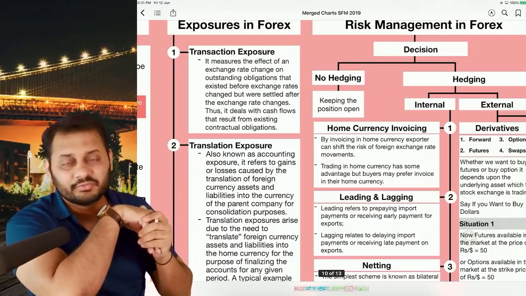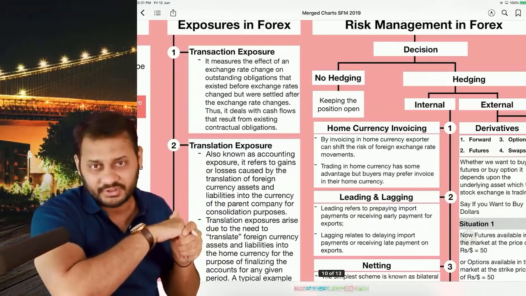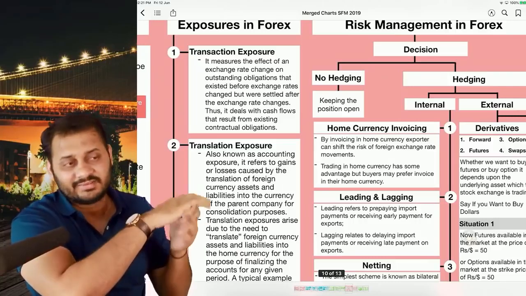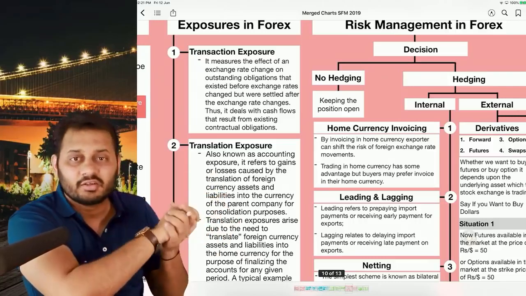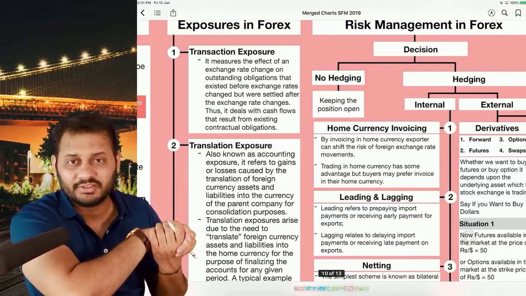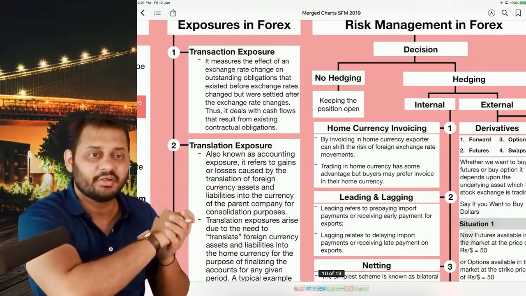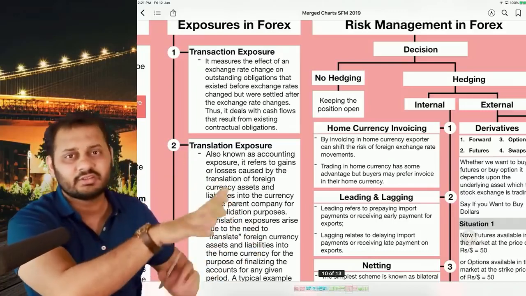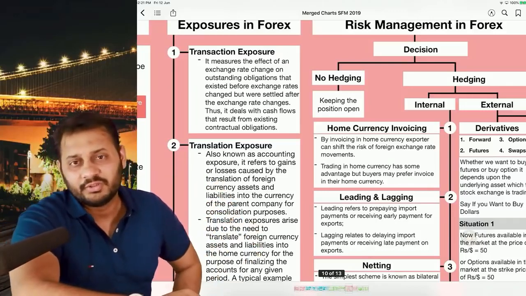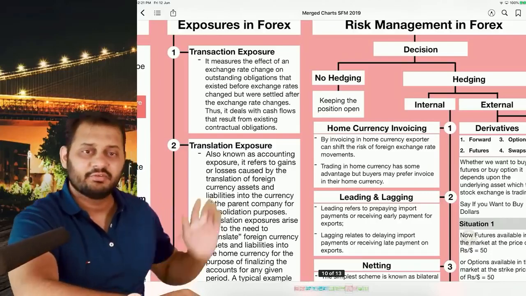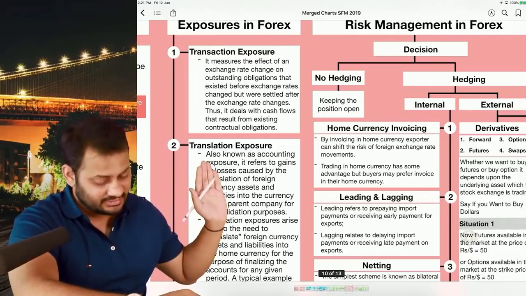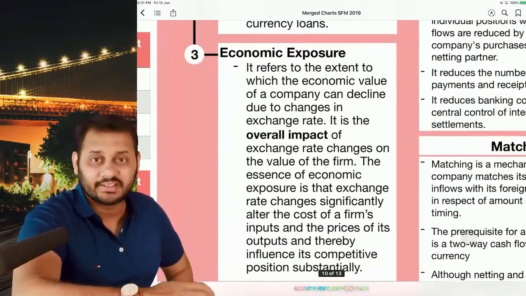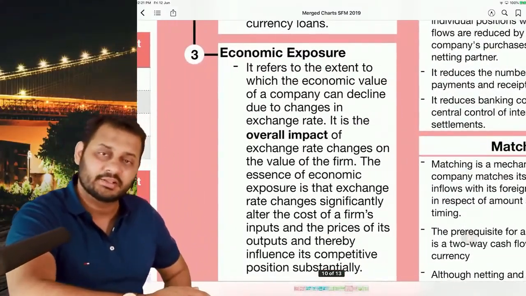Translation exposure is something related to your financial reporting subject, it is not in this SFM. It is like converting the closing balances of the balance sheet at a closing rate and converting the profit and loss account items at an average rate. And because of this, certain profit or loss will be there due to exchange rate fluctuation, and that will be called translation exposure.